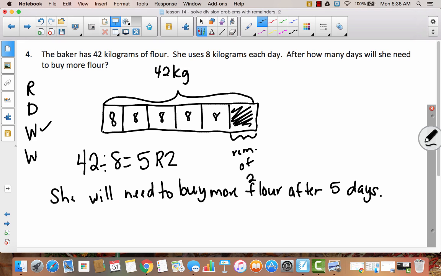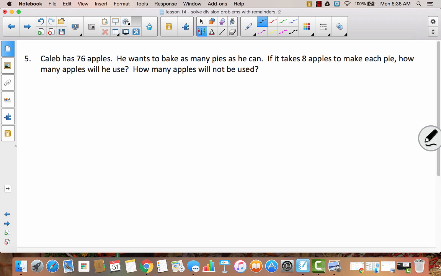All right, let's move on to question number 5. Caleb has 76 apples. He wants to bake as many pies as he can. If it takes 8 apples to make each pie, how many apples will he use? How many apples will not be used? I'd like for you to try to do this problem all by yourself.